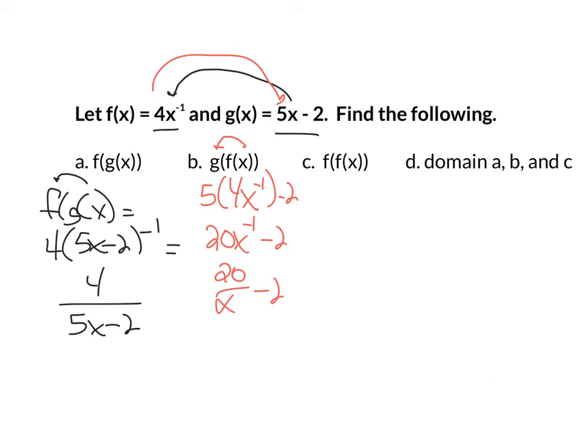Now the third one is kind of an unusual one. It says f of f of x. You're actually going to take f of x and plug it into f of x, kind of plugging it into itself. So I'm going to take the 4x to the negative 1 and actually put it into the x right there.